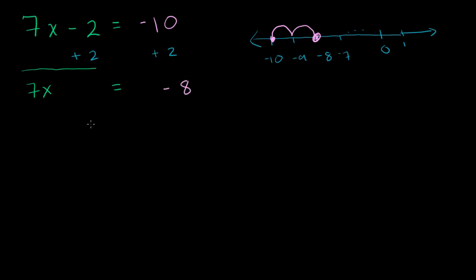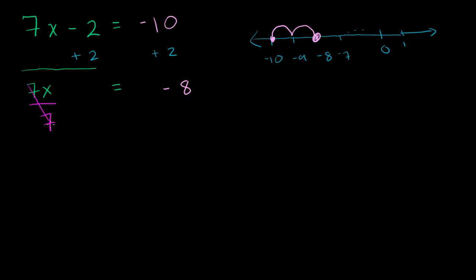So now you might be saying, well, how do I do this type of a problem? I have a negative number here. You do it the exact same way. If we want to just have an x on the left-hand side, we have to divide the left-hand side by 7, so that the 7x divided by 7, just the 7's cancel out. You're left with x. So let's do that.